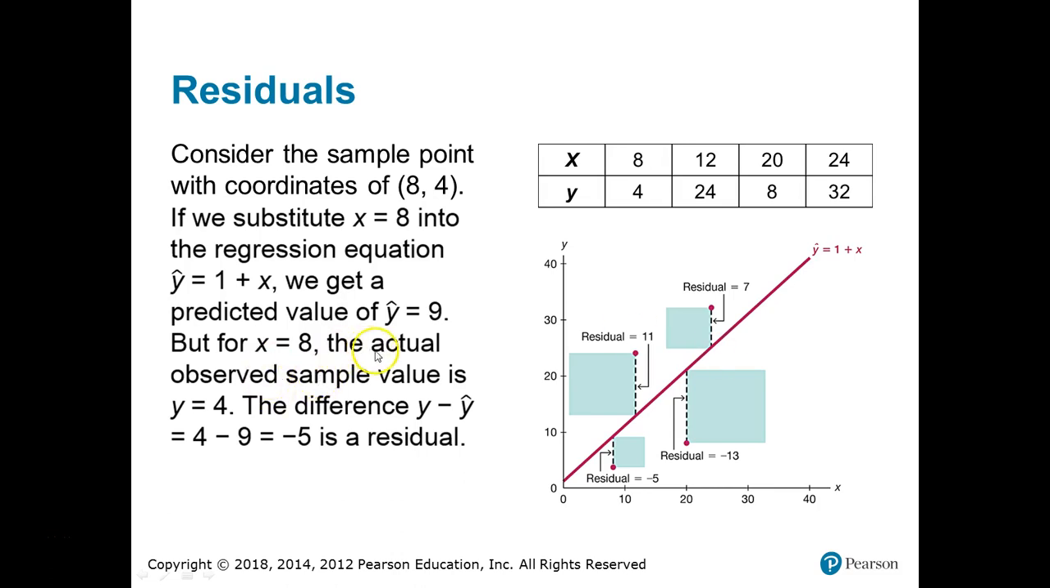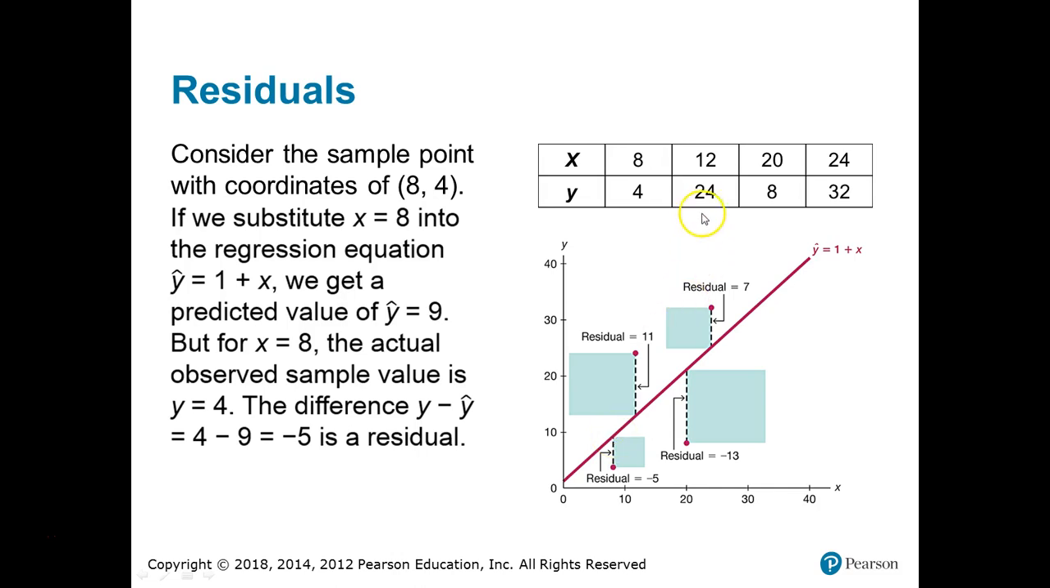But for x equals 8, the actual observed is 4. But I predicted that it would be 9. So I'm looking at where x equals 8, we're over here. I predicted that this would be at around 9. But the actual value is 4. So that gap right here, that's the residual, and it's -5.